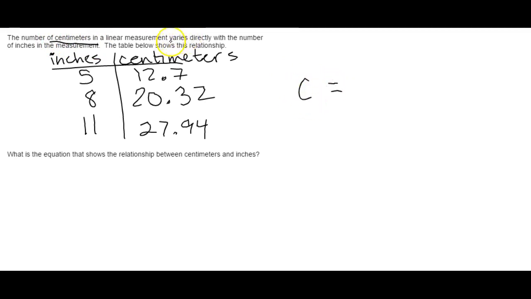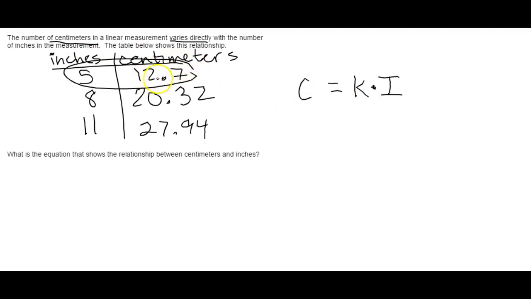We know if it varies directly, direct variation was k times the next variable. So the next variable was the number of inches. So I'm going to put I for inches. So we need to figure out the actual constant to write out the entire equation. We need to take any of our corresponding sets, no matter which one we pick. If this varies directly, which they told us, then we will always get the same k. So I'm just going to pick the first set.